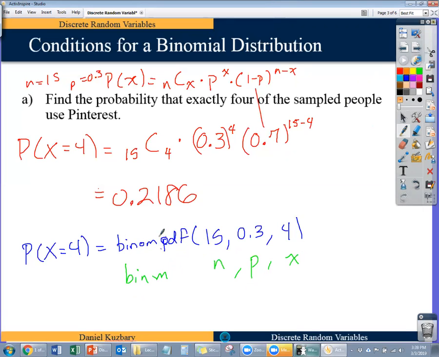So this is binom PDF. This is the one we use. So I'm sorry if you type the wrong one, it's the PDF one. And the numbers you put in binom PDF are N, comma, P, comma, X, in that order. If you switch the order up, it'll give you an error or it'll give you a wrong number. So this is how you find this problem.